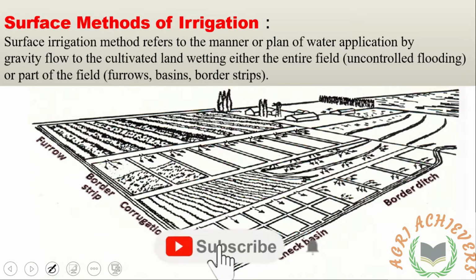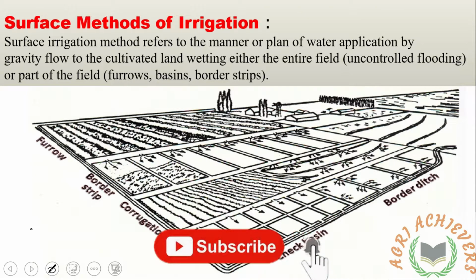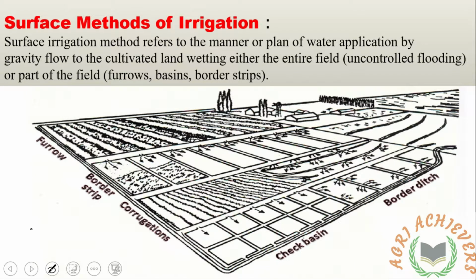Surface methods of irrigation. Surface irrigation method refers to the manner or plan of water application by gravity flow to the cultivated land, wetting either the entire field (uncontrolled flooding) or part of the field (furrows, basins, border strips). As shown in the picture, this is the furrow method of surface irrigation. These are furrows, and in those furrows the irrigation water is applied, and this is a border strip. Each one is called a border strip. Then there are the corrugation method, check basin, and border ditch methods. These are the surface methods of irrigation.